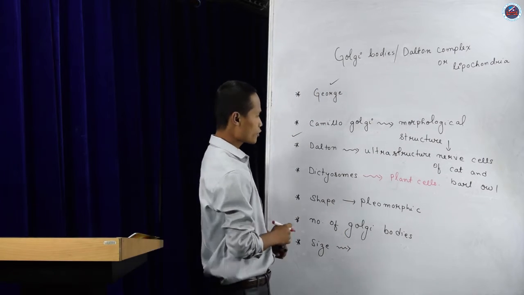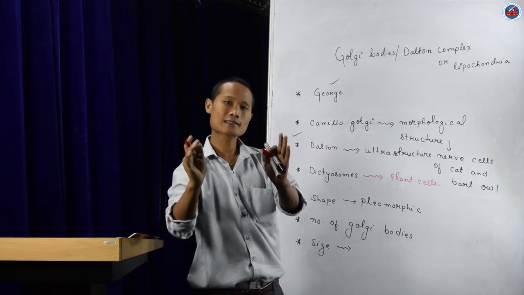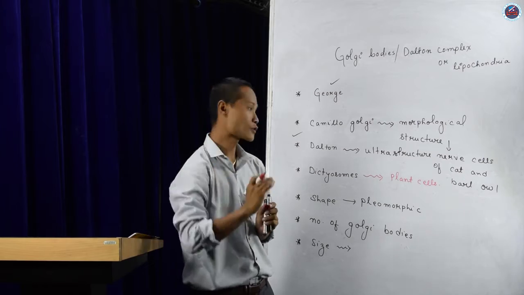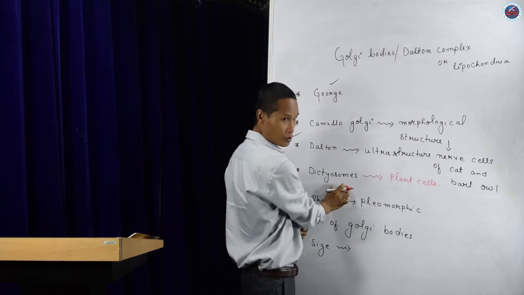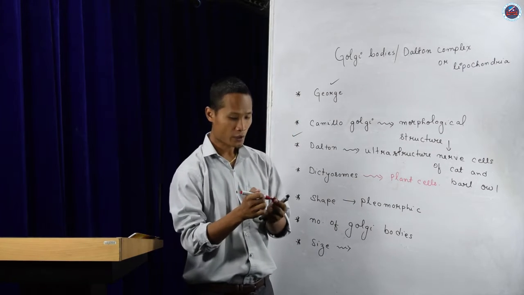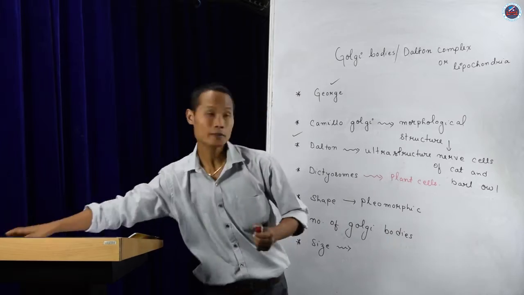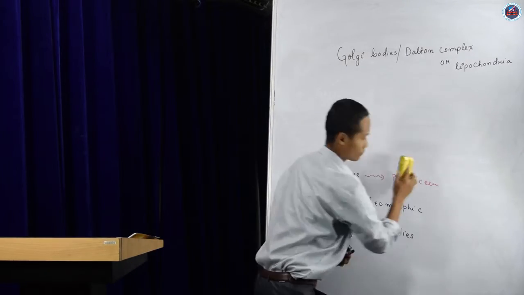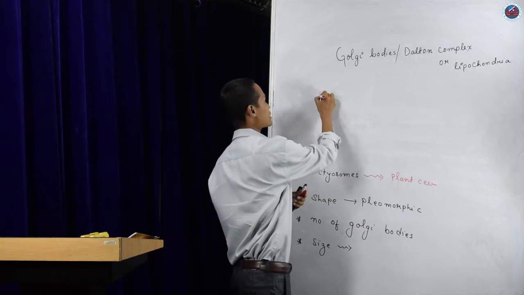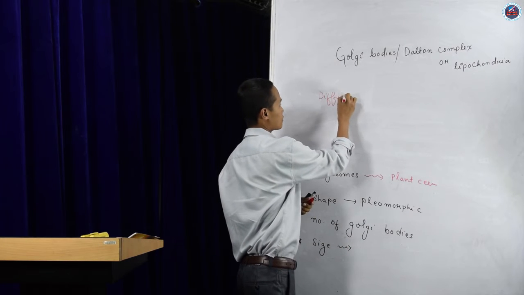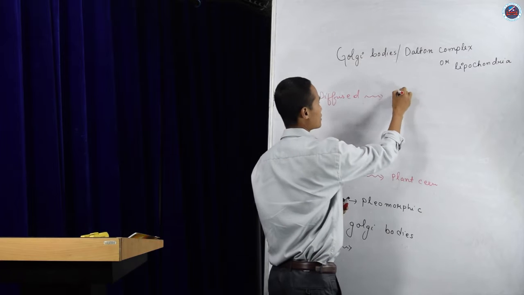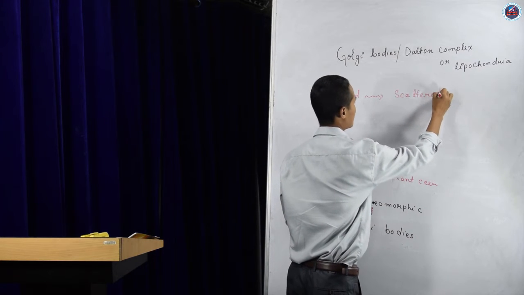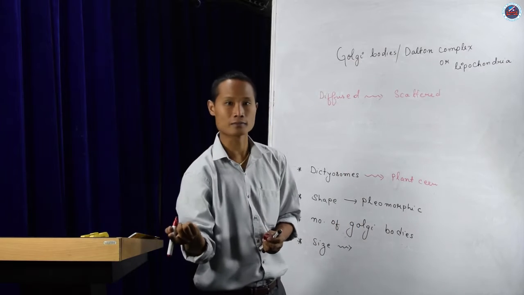Now, the Golgi body exists in two forms. One is the localized form, and one is the diffuse form. Dictyosomes are in the diffuse form. Diffuse form means scattered in the cytoplasm.